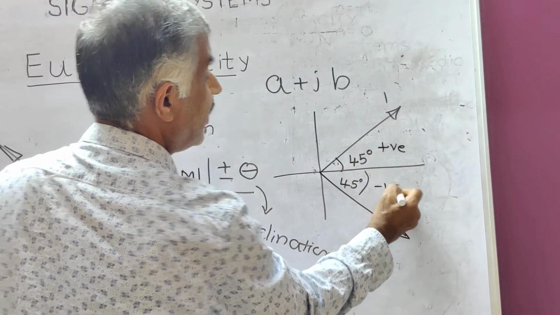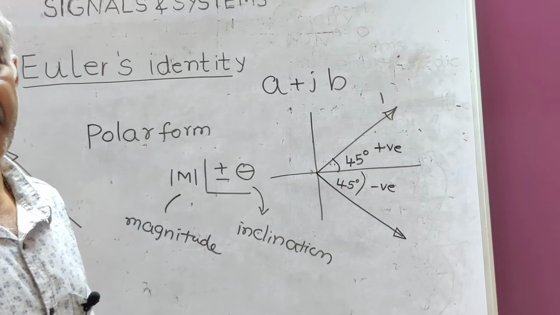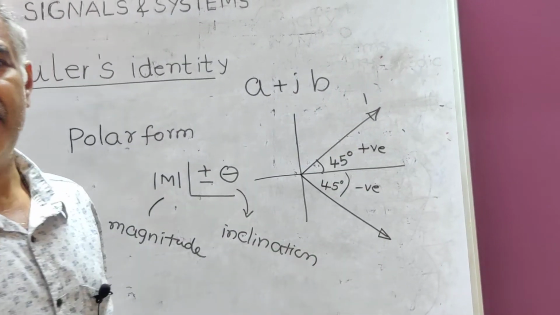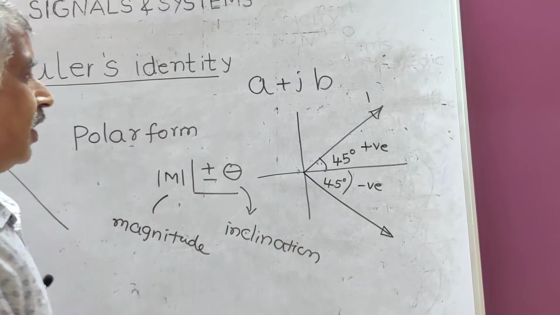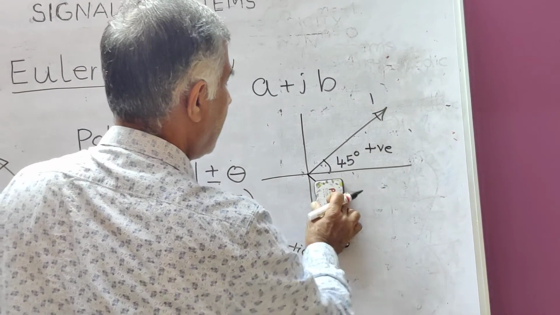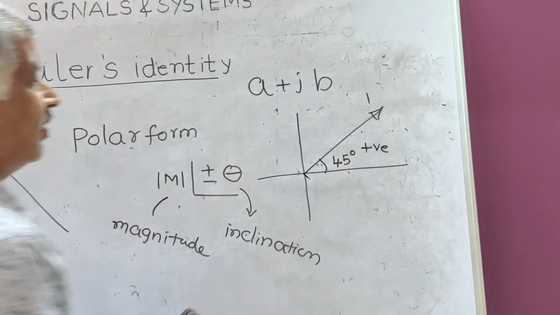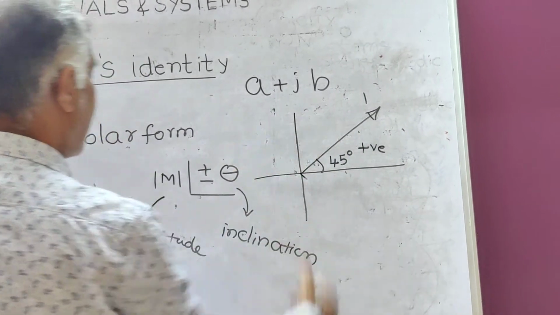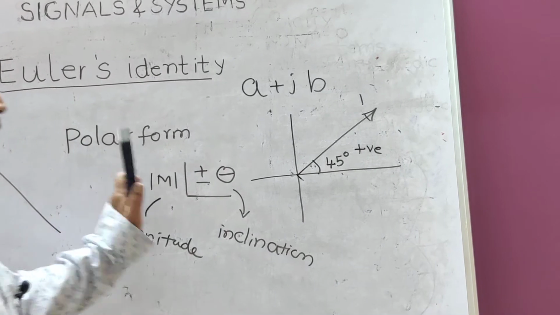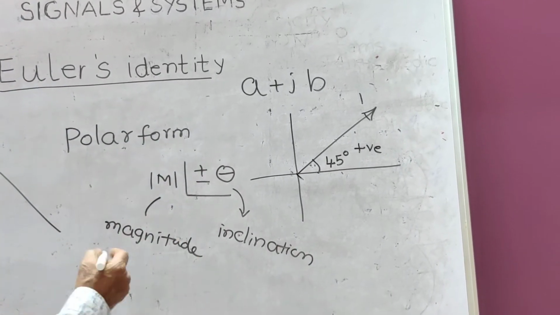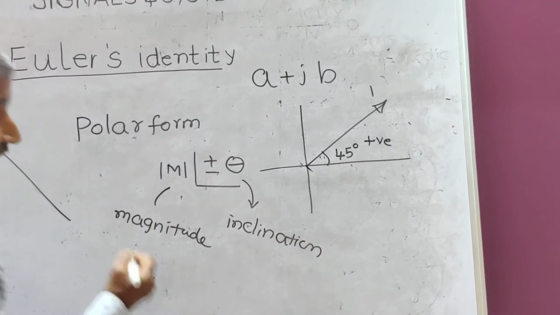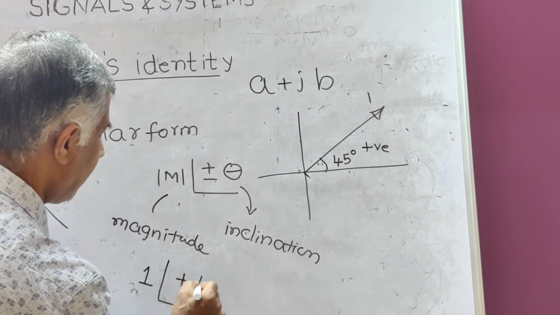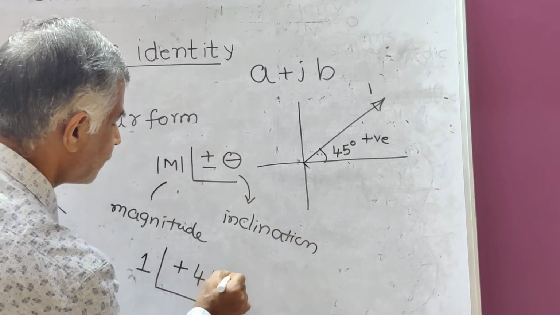You must remember, whenever angles are measured in clockwise direction, they are taken with minus sign. Now, in this example, 45 degrees is positive because the angle is measured in this direction. Now, in polar form, it is represented as 1, magnitude is 1 and angle is plus 45 degrees.